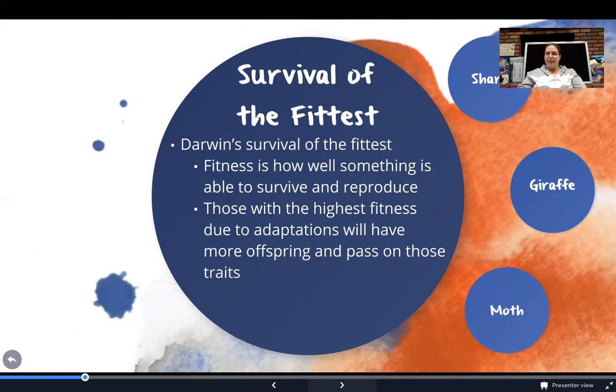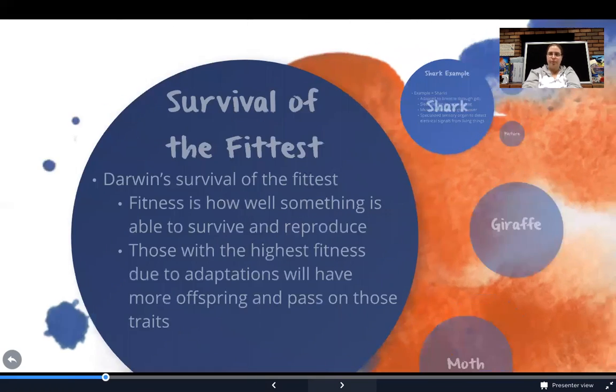Those with the best adaptations are the ones with the highest fitness, meaning that they have the better traits that allow them to survive longer and also have more offspring as they survive longer. So they pass on those traits to their offspring. As a result, the offspring also have those traits and are also better able to survive and thrive.